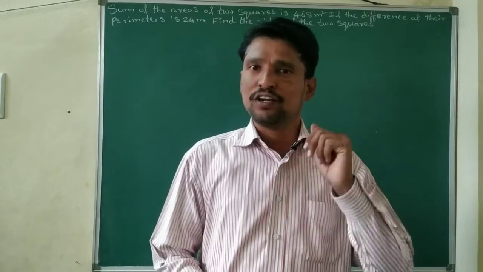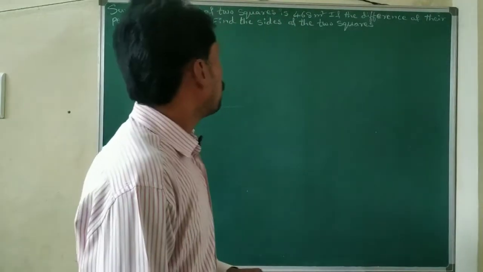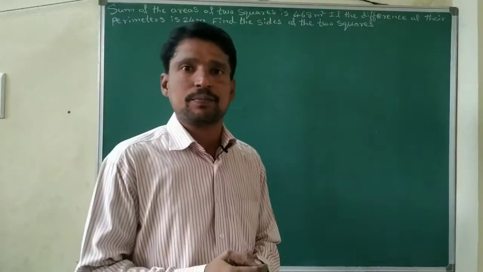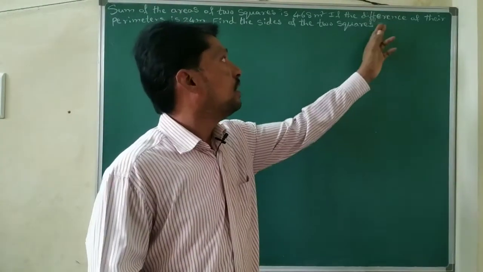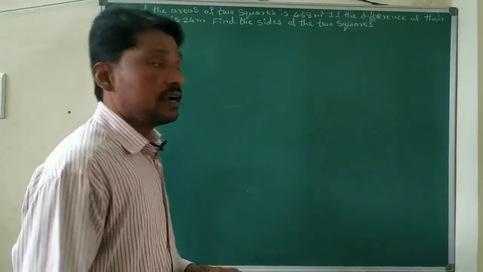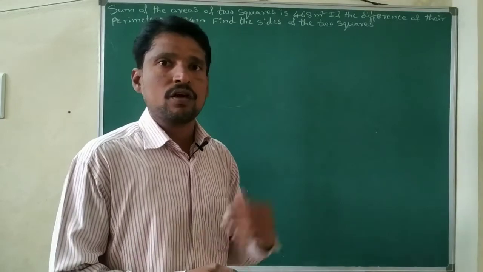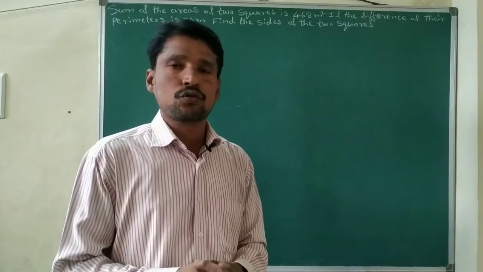Let us see what is given in this problem. The sum of the areas of two squares is 468 meters square. If the difference of their perimeters is given as 24 meters, find the sides of the two squares.